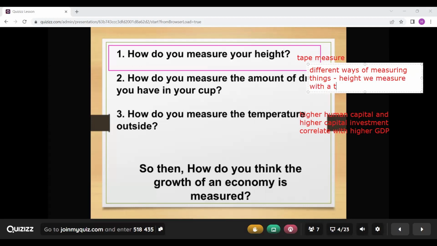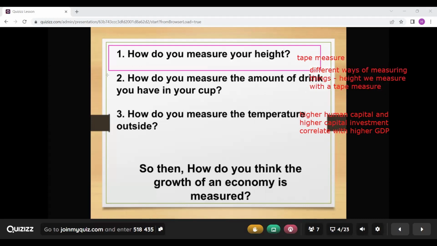And then how do you measure the amount of drink you have in your cup? I'll ask Sophia, how do you measure the amount of drink you have in your cup? You need to measure the volume in either milliliters or cubic centimeters or ounces. Yes, good job, Sophia. Exactly. Measure the volume through milliliters or cm cubed, right? Great job.